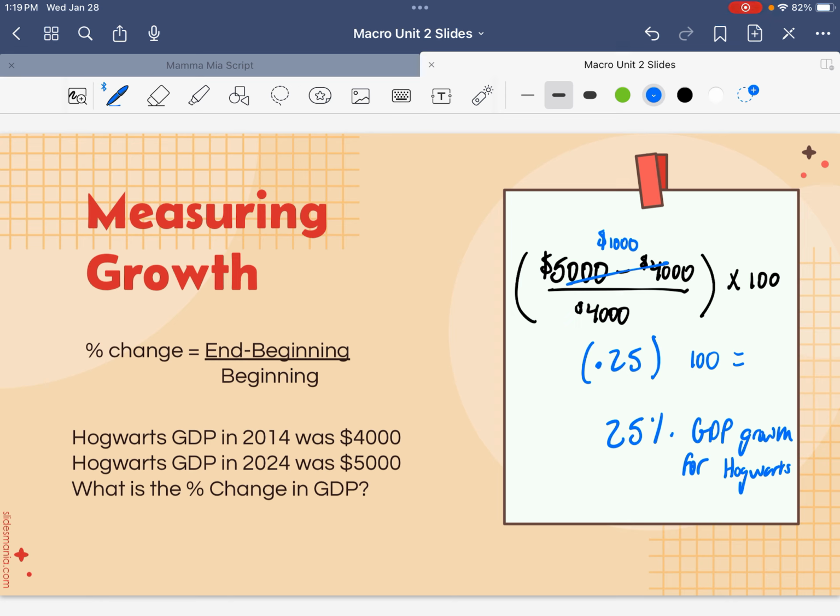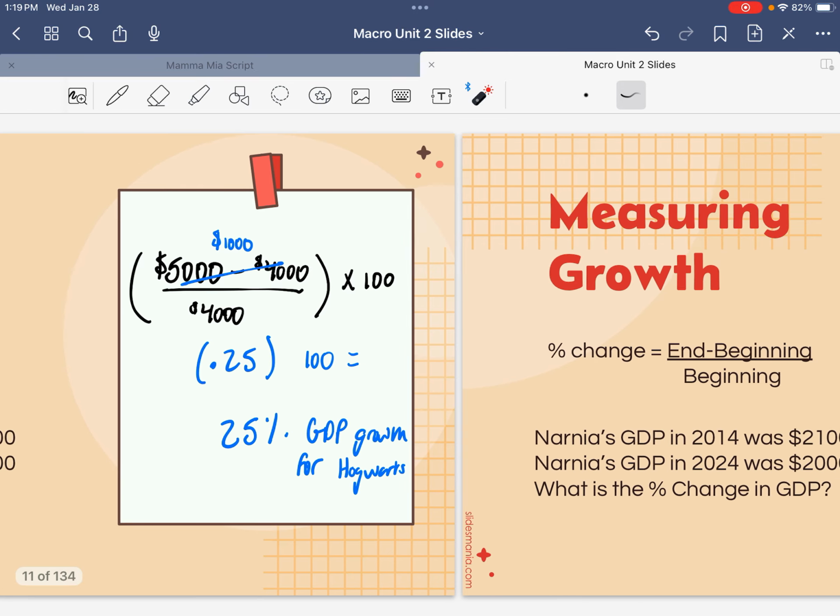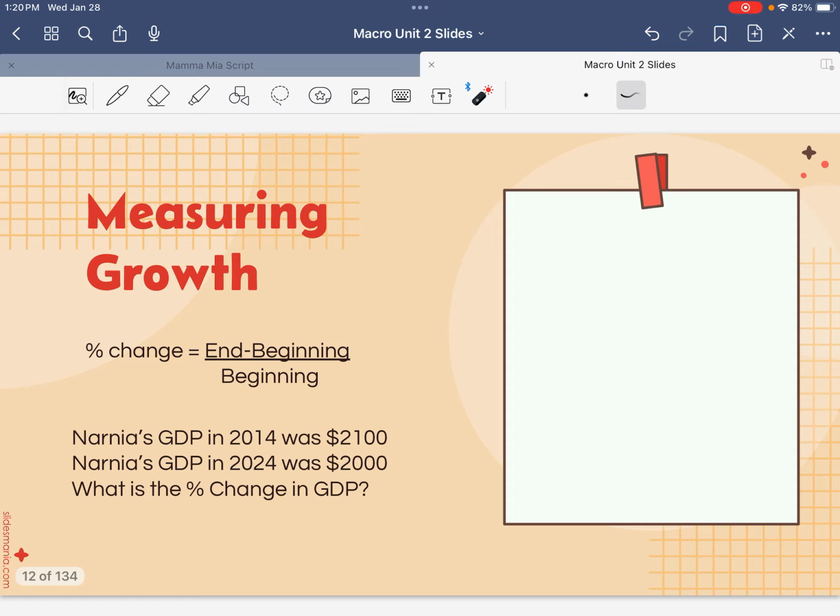What does that mean? It means from this time to this time, the GDP grew 25% for this country, which is bananas and wouldn't actually happen. But these are just fake numbers. So I just did all that. I need you to do all that on a scrap sheet of paper for this problem, and then you're going to input your answer into the Google form.